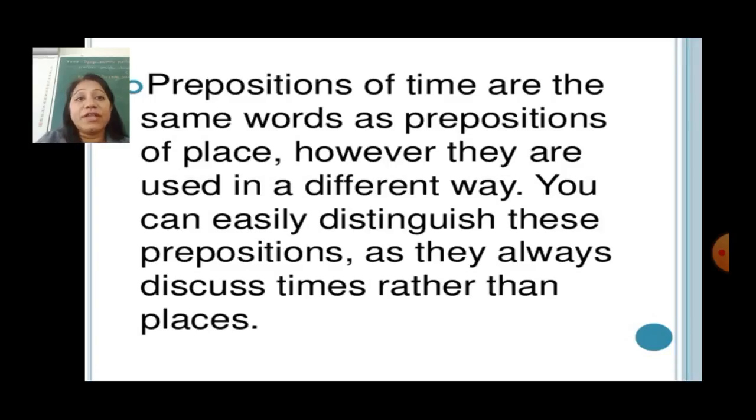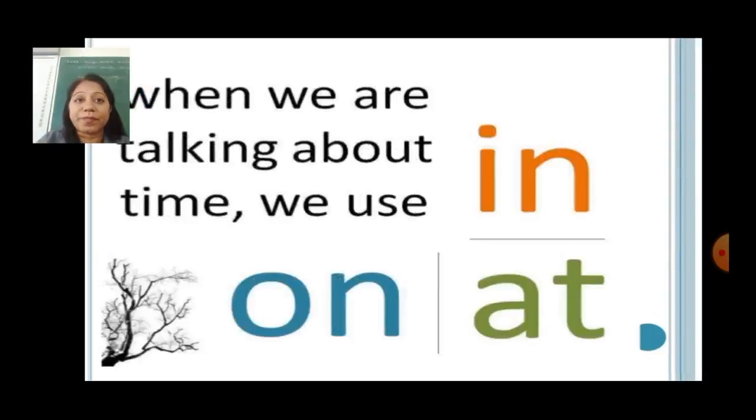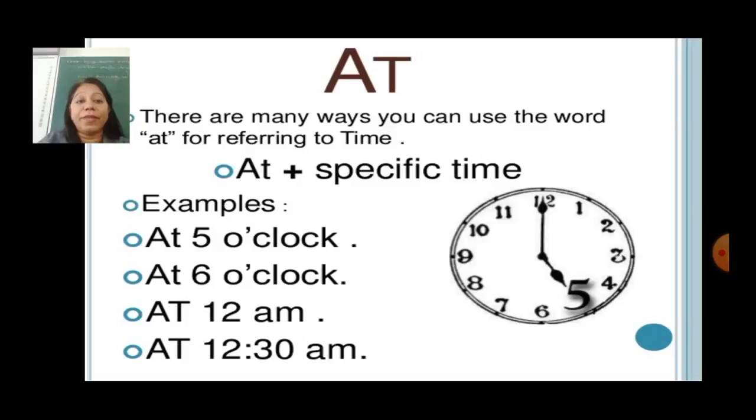Prepositions of time are the same words as prepositions of place. However, they are used in a different way. You can easily distinguish these prepositions as they always discuss time rather than place. When we are talking about time, we use in, on, at, etc.